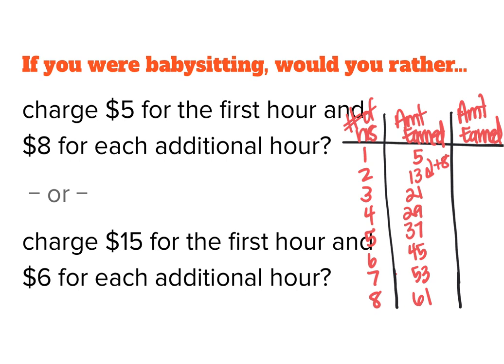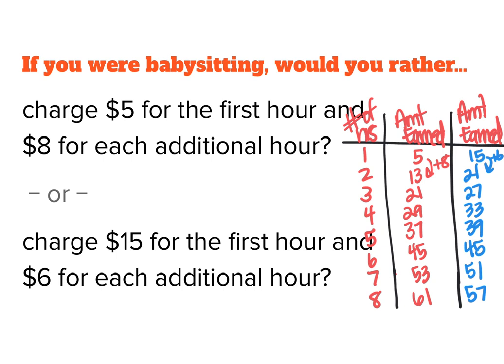All right. So I'm going to do the same thing with my second scenario. So the first hour is $15. And then every additional hour, I am adding $6. So I have 21, 27, 33, 39, 45, 51, and 57.